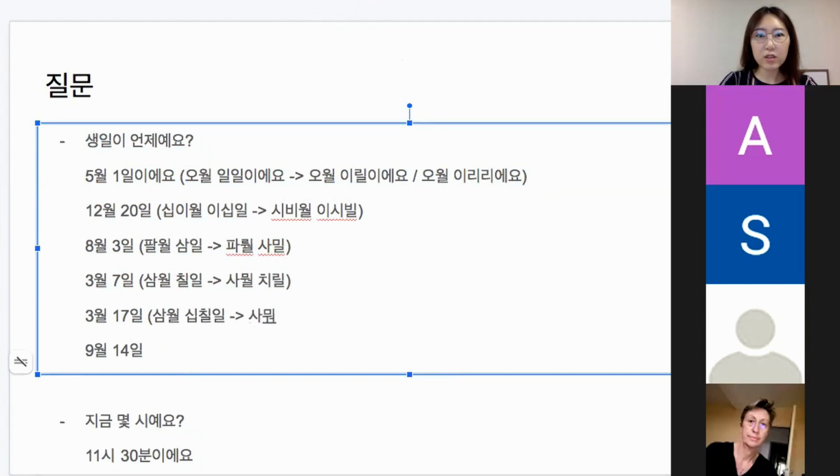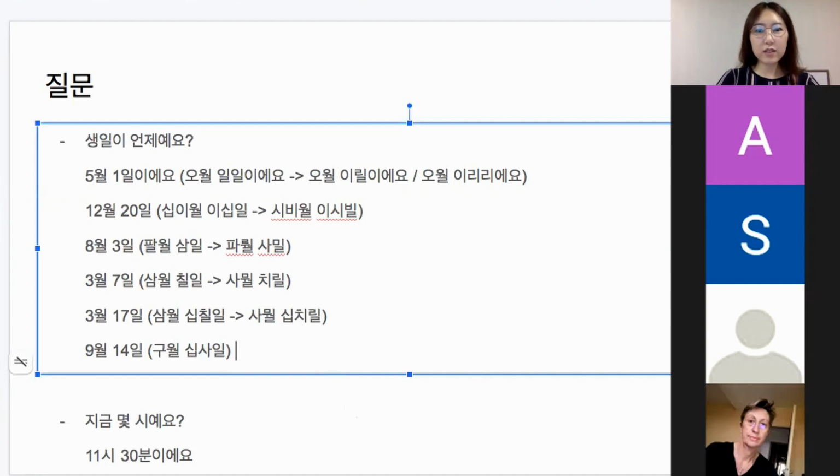Then 3월 17일. Okay. 9월 14일. It's almost the same. 14일 something, but it's okay. 9월 14일, there is no 받침 on the bottom before this one, so we can just use it as it is. Okay. Anyone? We are done.